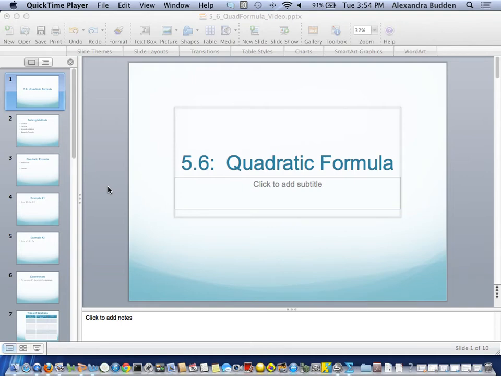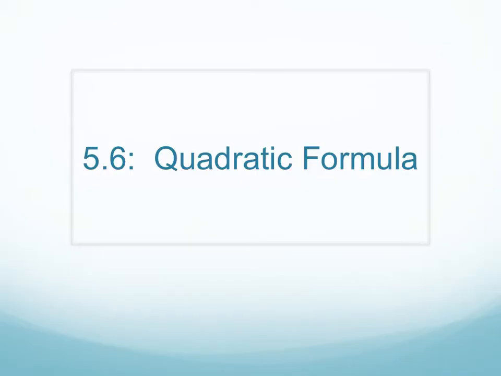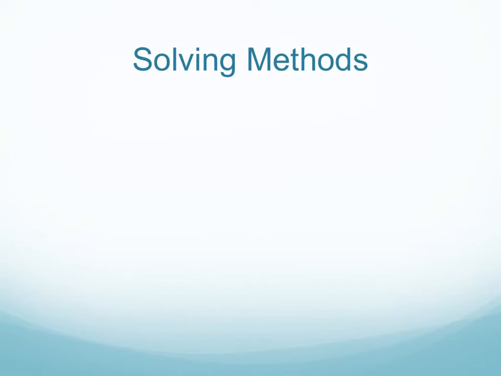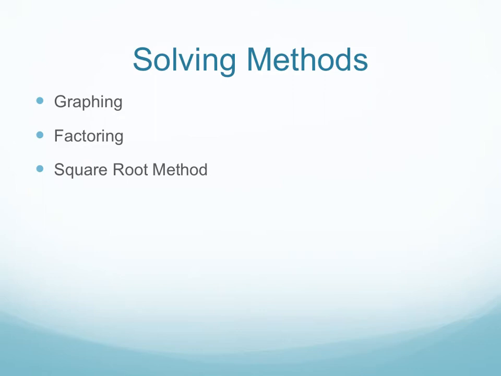Today we are taking notes on section 5.6, which is the quadratic formula. First, look at the different ways that we have solved quadratics so far. We've graphed quadratics on the graphing calculator and found where the quadratic crossed the x-axis. We've factored. We've done the square root method, which is what we did with the imaginary solutions when you moved the numbers over to one side and then took the square root. Today we're doing the quadratic formula.